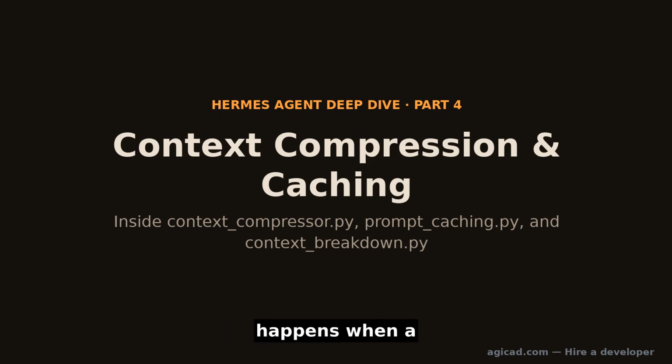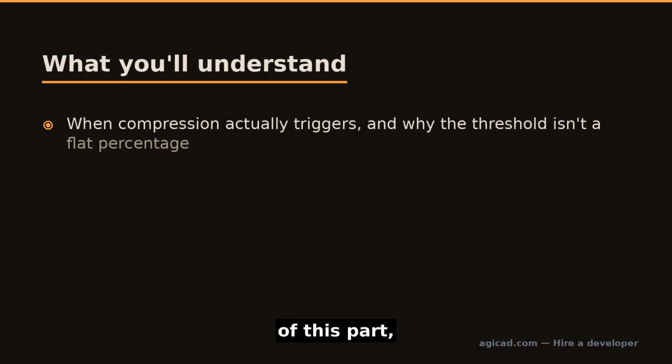What happens when a session runs long enough that the cached prompt and the growing conversation together no longer fit? Every file and line number on screen comes straight from the pinned v2026-7 release of NousResearch's Hermes Agent, so you can open the same source and check it yourself. By the end of this part, 5 things should click.